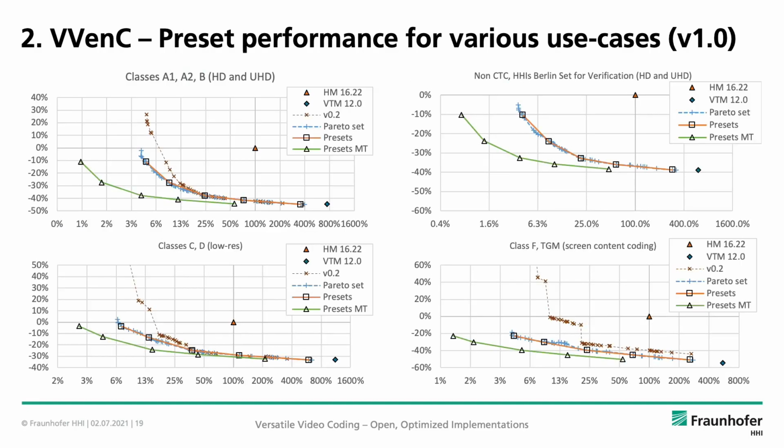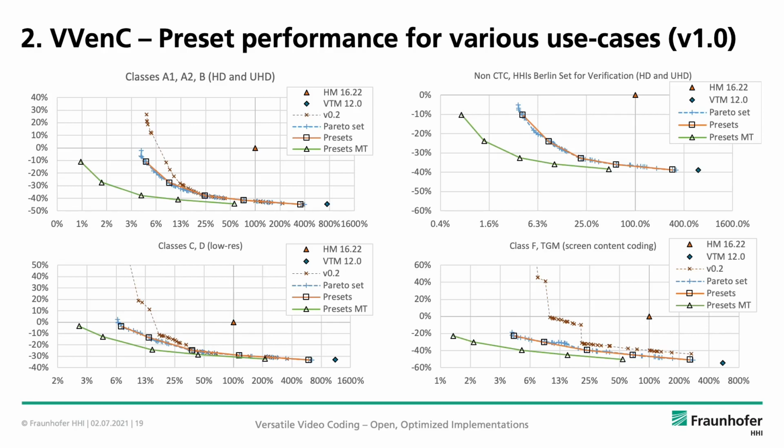Just as VVC, the Pareto set in VVenC is optimized for high resolution videos. So we derive our Pareto set based on the A1, A2, and B classes from the JVET test set, that is HD and UHD content.